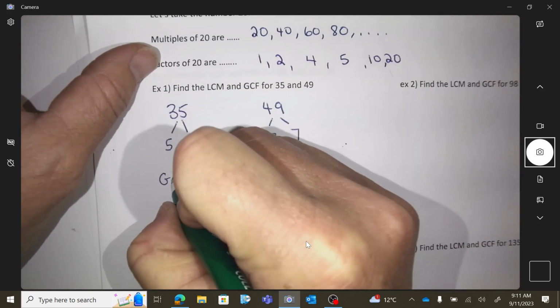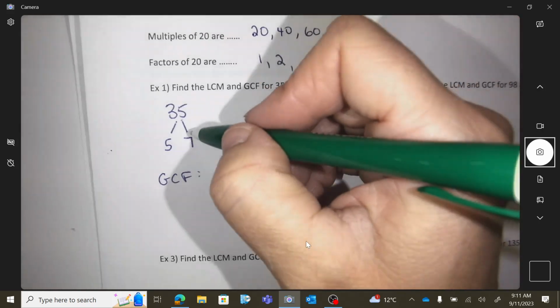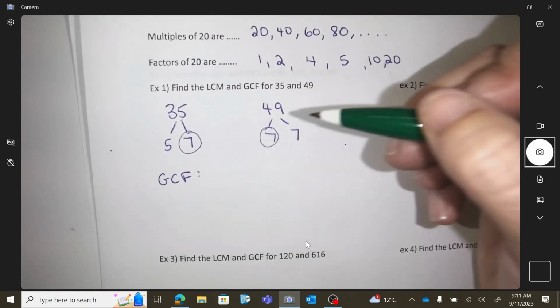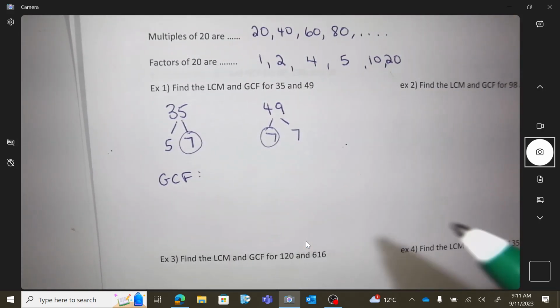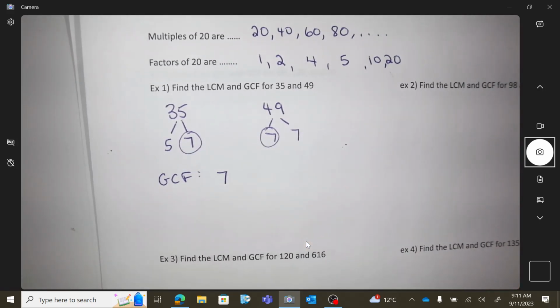Okay, so GCF. What do they each have in common? They both have a 7. So that is my greatest common factor. They both are divisible by 7.